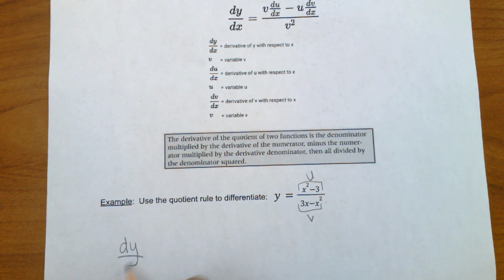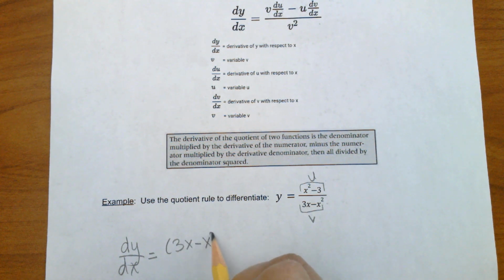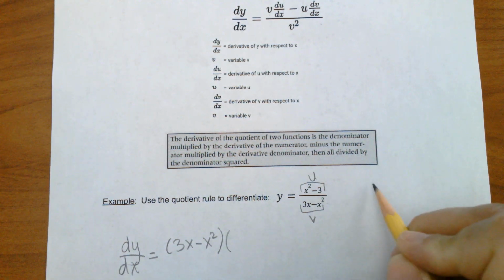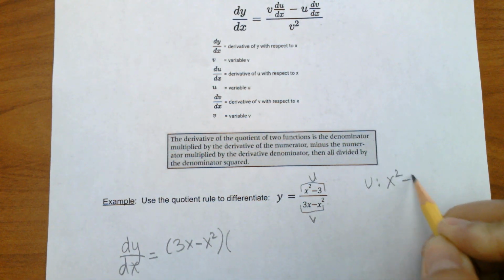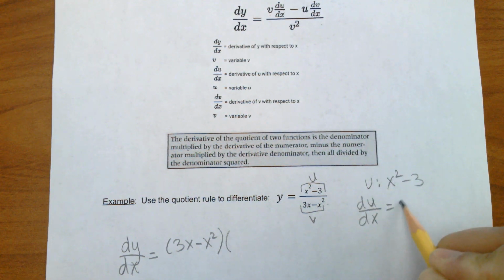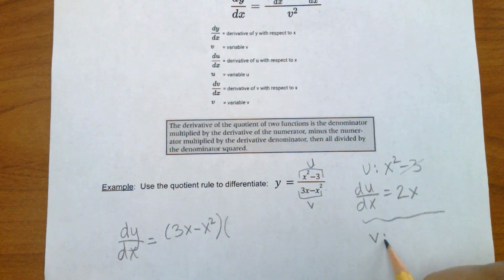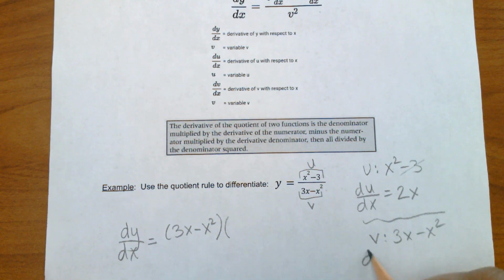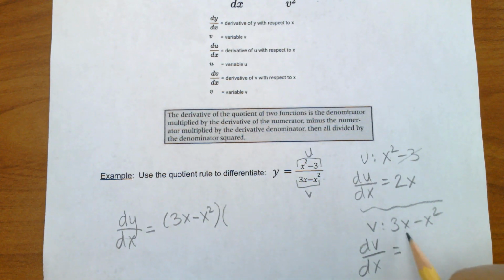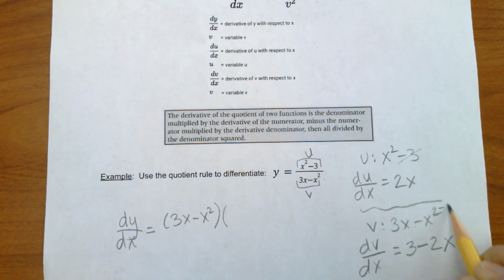So dy over dx equals v, 3x minus x squared, times the derivative of this one. If you want to do it on the side because you like setting it up, the derivative of u is going to be 2x, and then the 3 drops out. And if you want to do the derivative of v, I know some people like to do this on the side, so it keeps everything nice and simple, and they can just look at it and say, oh, I have my answers right there. The derivative of 3x is 3, 2 times negative 1 is negative 2, 2 minus 1 is 1.